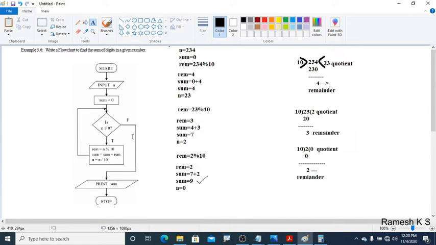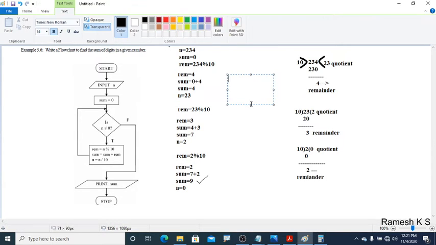Manually you can add it and you will get the same number: 2 plus 3 is 5, 5 plus 4 is 9. By understanding this flowchart, we are retrieving the sum of the digits in a given number. So this is about writing a flowchart to find the sum of the digits of a given number. Now you can try with different numbers and you will get correct results.